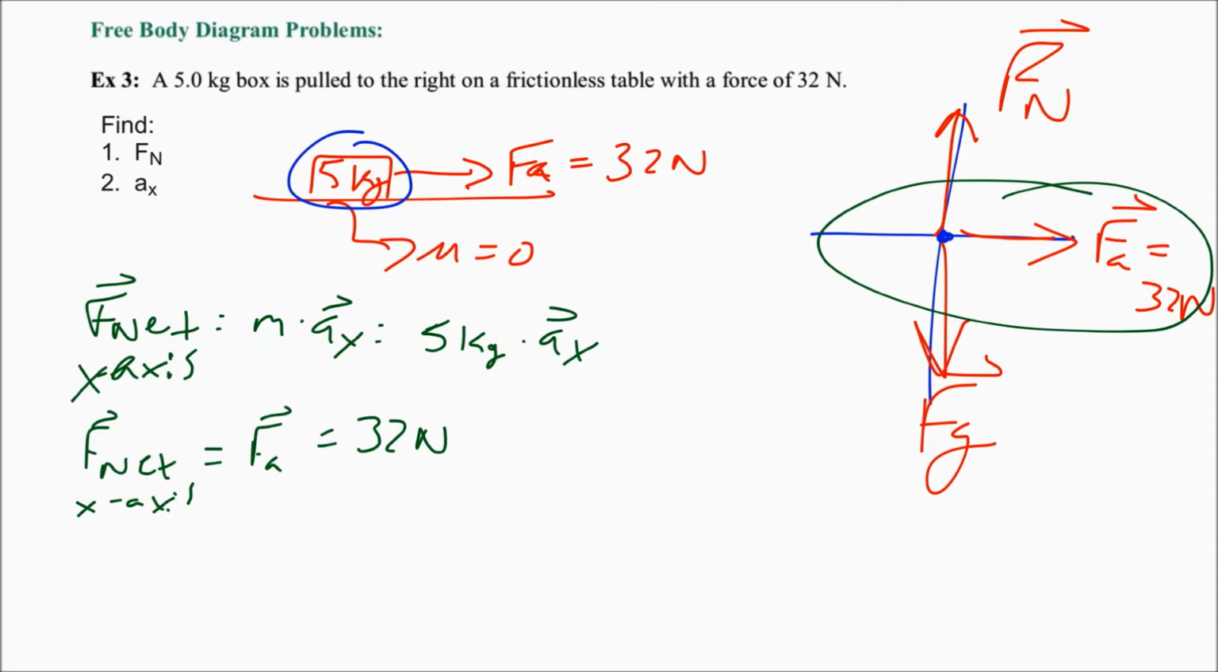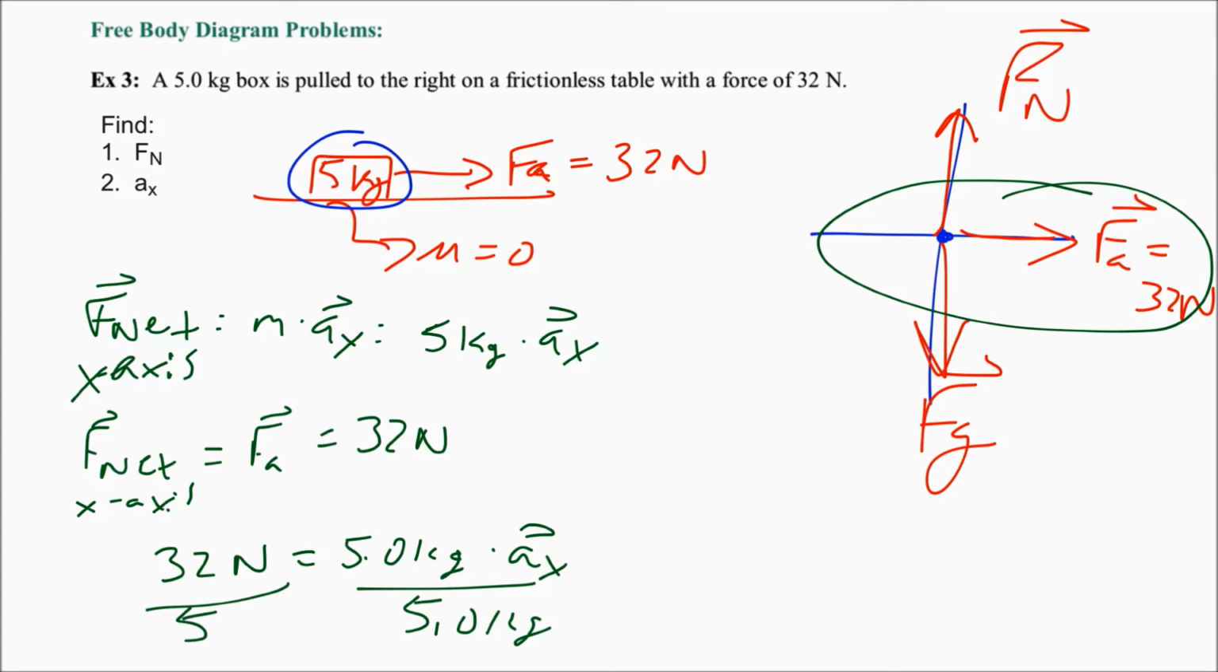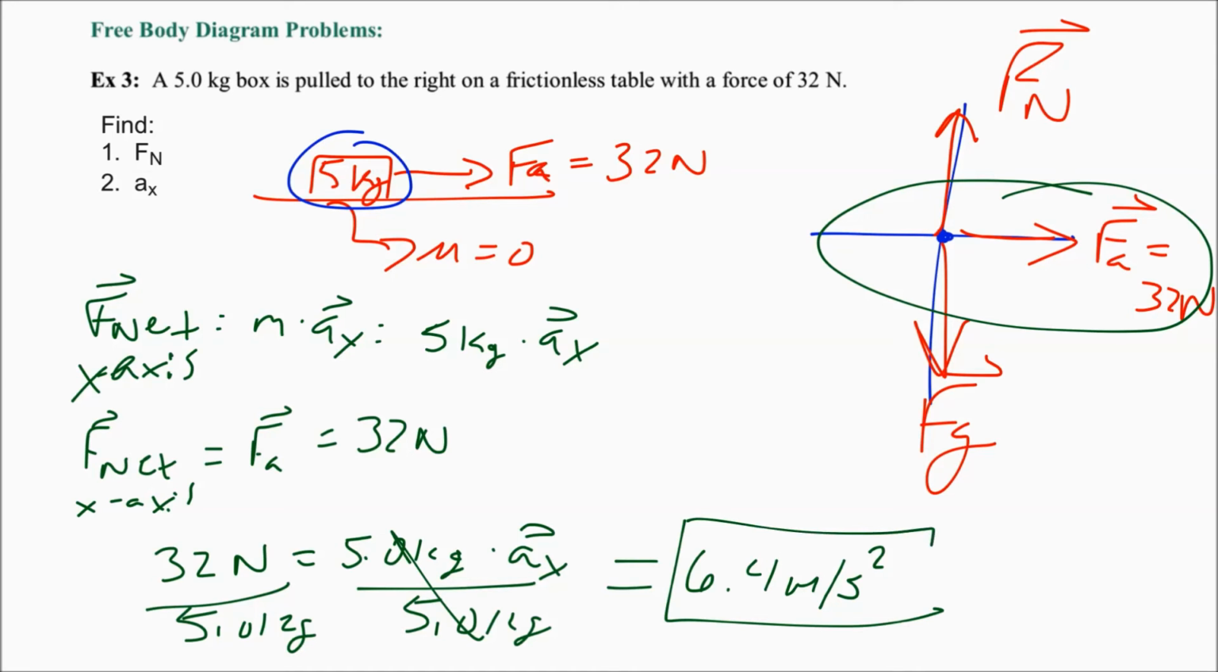So now we set both equations equal to each other. So we've got 32 newtons is equal to 5 kilograms times the acceleration in the x-axis, and now we just need to solve for that acceleration. So we'll divide both sides by 5 kilograms. This cancels out, and we end up with 6.4 meters per second squared. And that has the correct number of sig figs, so that's the answer to number 2 up here.